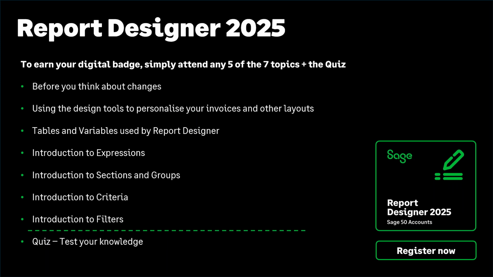So we're up to session 5 today, which is sections and groups. Thursday we'll be covering criteria, and then next Tuesday we'll be covering filters, and then we've got the quiz. I think we've got the quiz the week after as well, so two opportunities to attend the quiz in September. Remember, if you want to qualify for that badge, you need to attend 5 of the 7 topics plus the quiz. It doesn't matter whether you attend any of those in this month or next. They'll all just be merged together to see who has earned that badge.